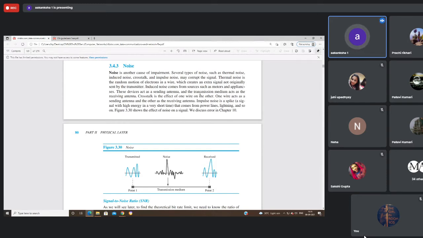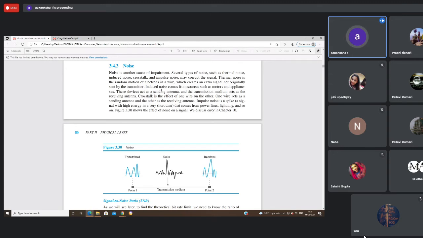So the signals were interfering. So that was crosstalk. Then there can be some induced noise also because of the motors and appliances running near your transmitter and receiver. This is one of the examples of induced noise. Like I am using my mobile phone and my system also, and I got a call. Or I am just opening the speaker on both, and I am logging in into Zoom.